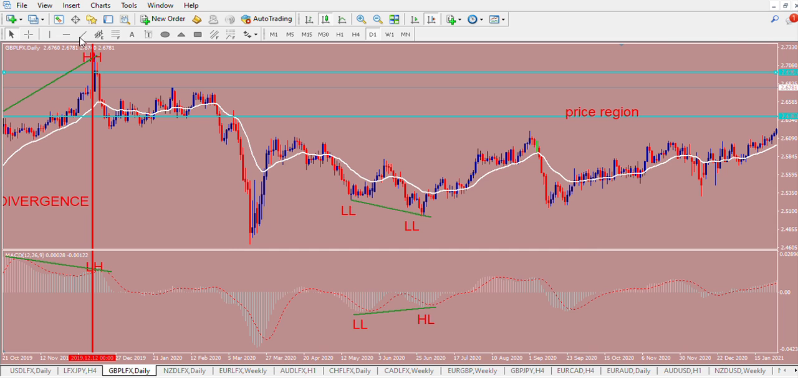Now this is another one. Here we have a higher high, and instead of the oscillator making a higher high, it is making a what? A lower high. It's making a lower high. And this is what we have. We are having this.